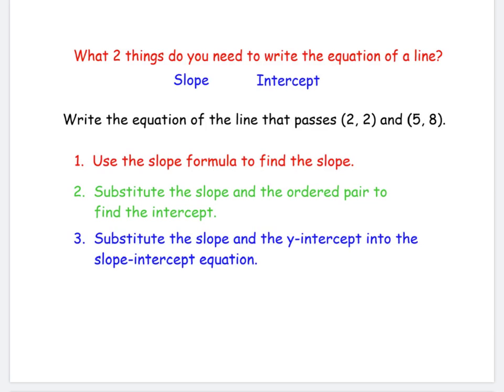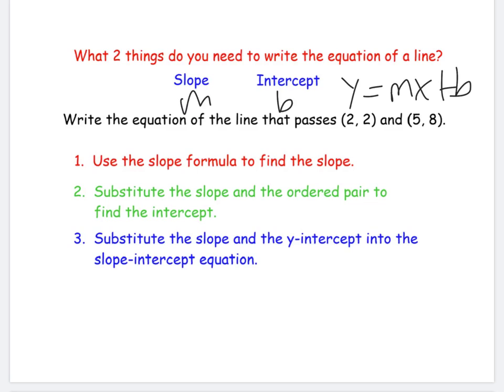And remember, slope-intercept form looks like y equals mx plus b, where you need your slope, which is the m, and your y-intercept, which is the b. So let's say we're going to look at this example where we want to find the equation that passes through the points (2, 2) and (5, 8). There's 3 steps to this.